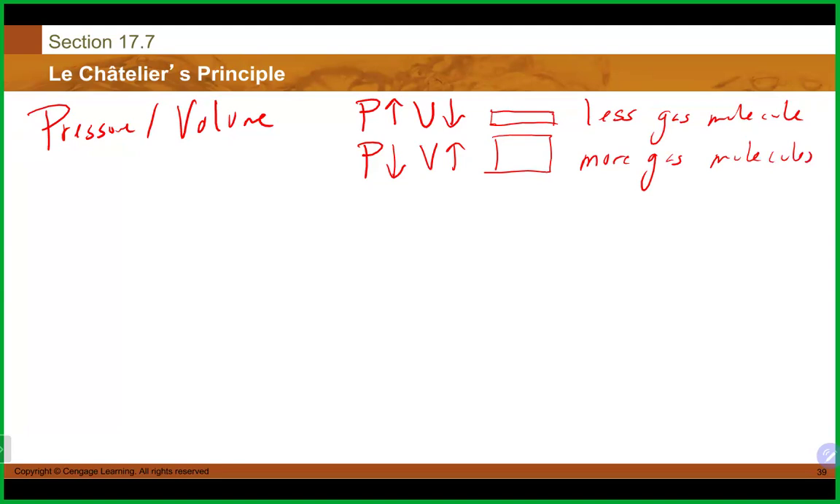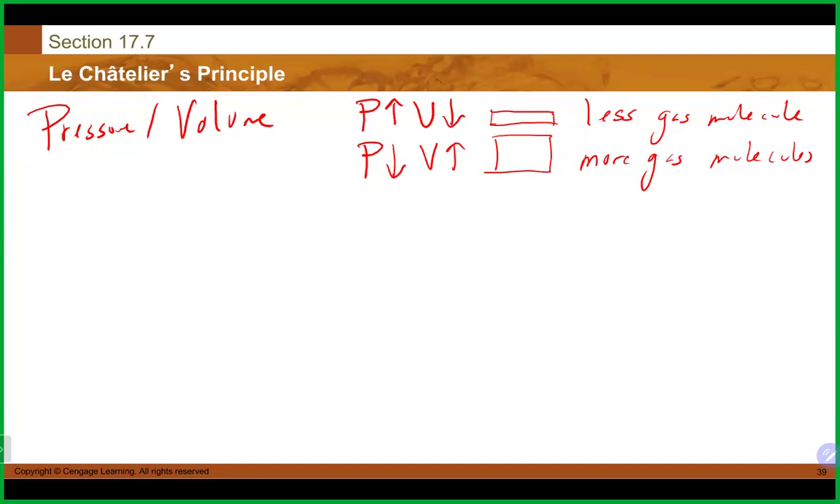I personally like to think of it in terms of volume. Small volume, less gas molecules. Larger volume, more gas molecules. So if you understand the pressure-volume relationship, I would always think about it in terms of volume, and it matches the volume. So again, small volume, less gas molecules. Larger volume, more gas molecules. Any questions on that there?